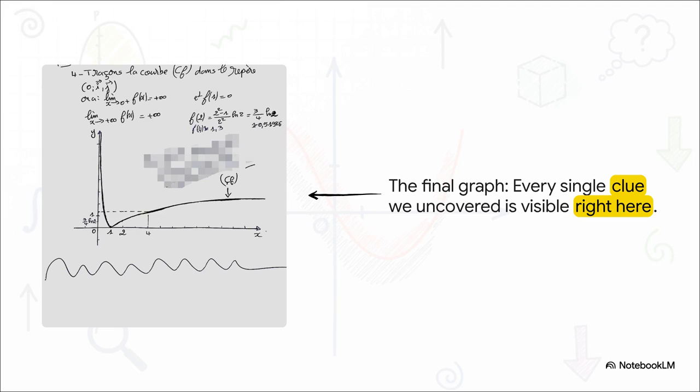Look closely. There's that vertical asymptote at x equals 0, with the curve shooting up. There it is, decreasing down to its minimum point exactly at (1, 0). And there's that slow, lazy climb up into the parabolic branch. Every single clue we uncovered is right there, plain as day. We didn't just find the answer, we built it.